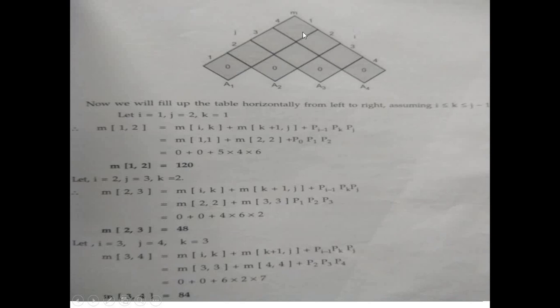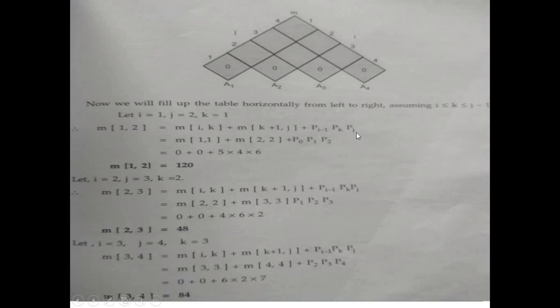To fill these empty spaces, now we will multiply two matrices. We will start with A1 and A2. So in that case, for the multiplication of A1 and A2, we will need this formula. This formula says m[i][k] plus m[k+1][j] plus p[i-1] p[k] p[j].